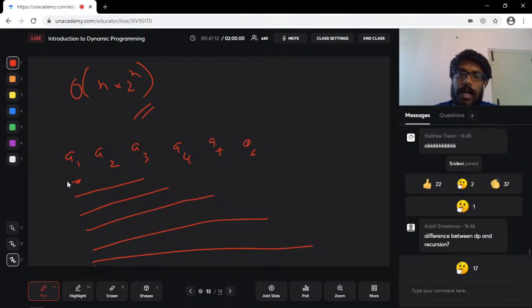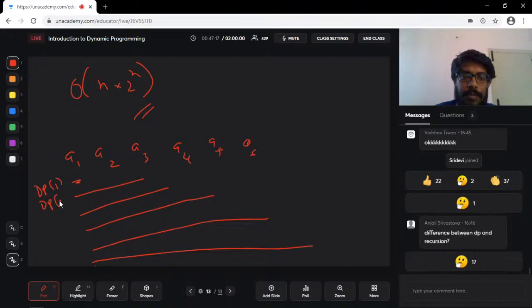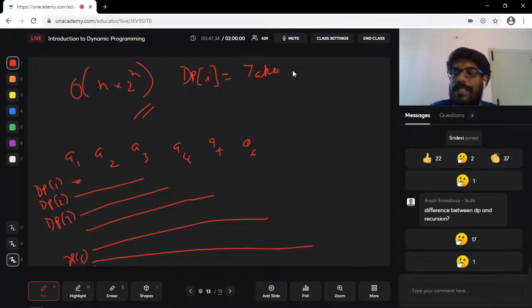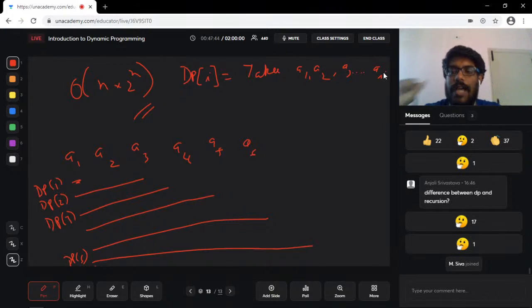Okay, and this is what we'll refer to as, say, DP of 1, DP of 2, DP of 3, all the way up till DP of 6. Okay, so again, let me repeat. What do I mean by DP of I? DP of I in this case is nothing but take the first I elements, right? So take A1, A2, A3 to AI, and forget about everything after that. I don't have AI plus 1, AI plus 2. I don't even have them, right?